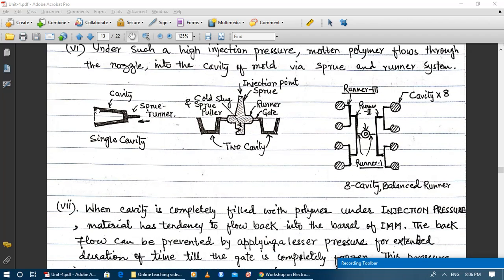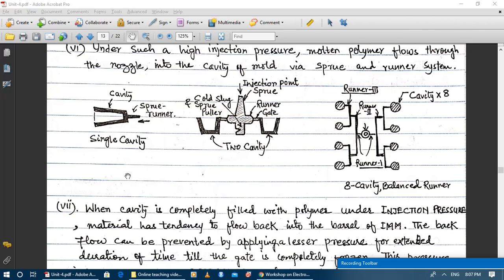For example, this is my cavity. This is a cavity of, you can say, a molded glass of water. Injection point is just at the center of the bottom, and this is my injection point. So this is the sprue type runner. Nozzle will be connected here and molten polymer, first of all, will flow through the sprue runner and then it will be distributed inside the cavity. So this is the case of the single cavity.